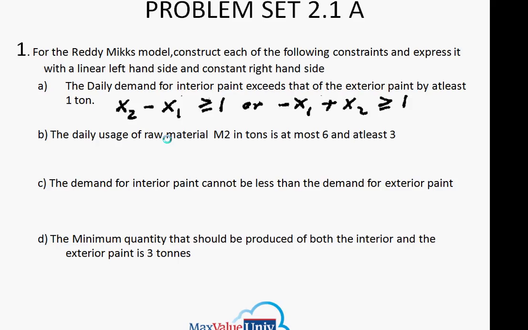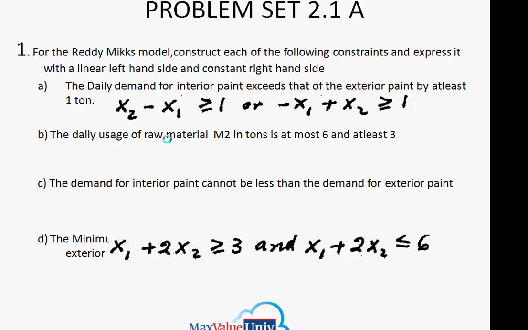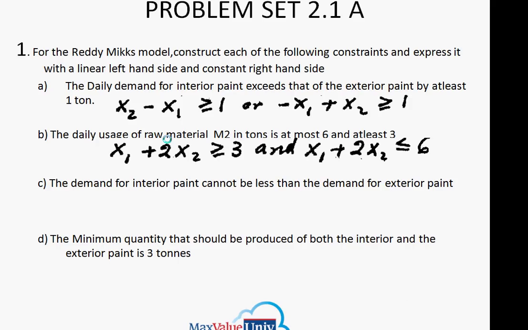Part B, daily usage of raw material M2 in tons is at most 6 and at least 3. So we have x1 plus 2x2 greater than or equal to 3 tons, right? It needs to be at least 3 tons, and x1 plus 2x2 should be less than or equal to 6 tons.